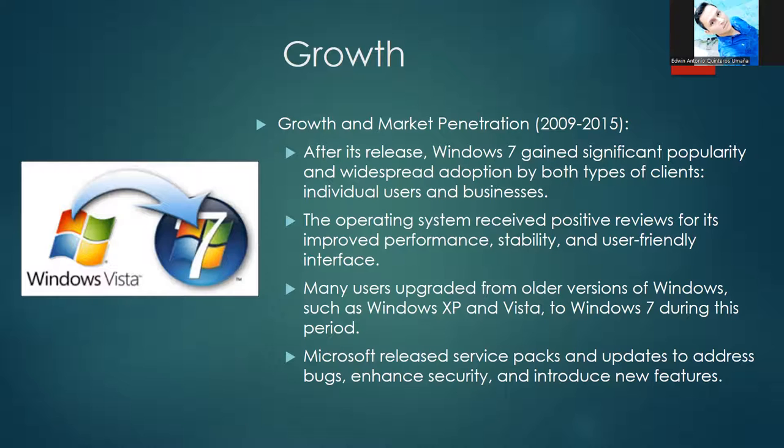The operating system received positive reviews for its improved performance, established and user-friendly interface. Many users upgraded from older versions of Windows, such as Windows XP and Vista, to Windows 7 during this period. Microsoft released service packs and updates to address bugs, enhance security, and introduce new features.